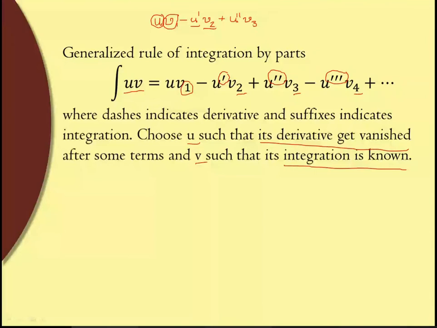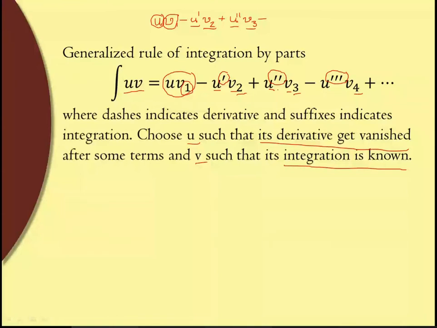Minus, then derivative of the first term, integration of the second term. So like that we have to continue until the derivative vanishes. So carefully remember the first term. If you remember the first term and the rule to get the remaining terms, you can easily solve the integration. The first term is u v1, then derivative of the first term, integration of the second term, derivative of this, integration of this, derivative of this, integration of this. Like that we have to continue. So that is how we get the generalized rule of integration by parts.